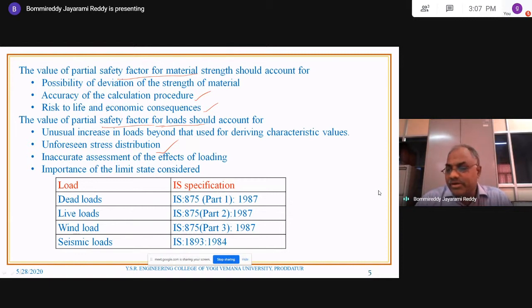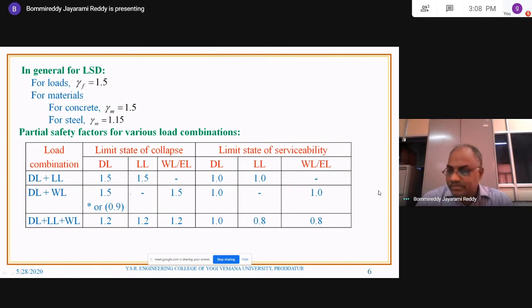So here what we are doing, ultimate load is for the safety purpose, and factor of safety for material is used for the serviceability requirements. So both the requirements will be satisfied in the case of limit state method of design. And these are the appropriate codes for dead load, live load, wind load, and also the seismic load. Now, what are the various partial factors of safety for different materials and also the different loads?